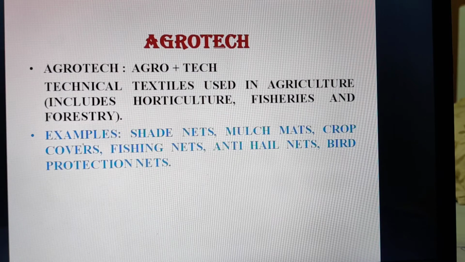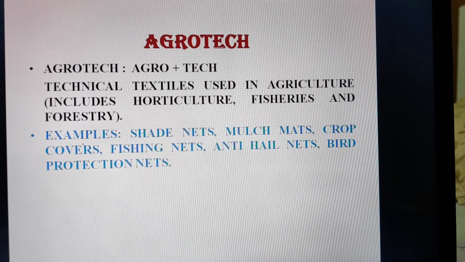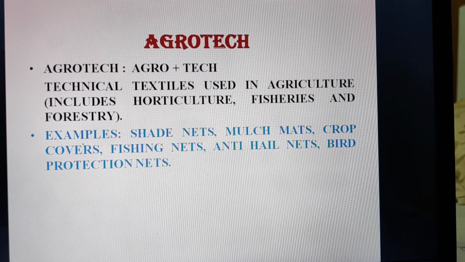AGROTECH means agro plus tech. It means technical textiles which are used in agriculture, and agriculture includes horticulture, fisheries, and forestry. So basically these are for better functioning and better performance in the agriculture field. Examples may be shade nets, mulch mats, crop covers, fishing nets, anti-hail nets, bird protection nets, etc.